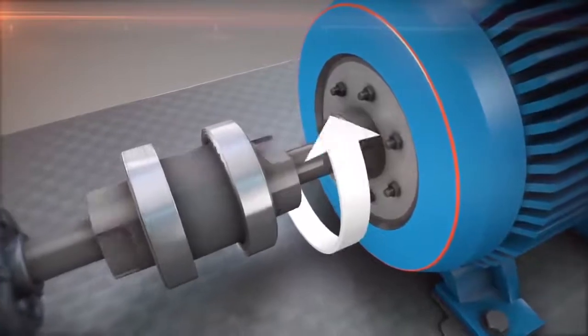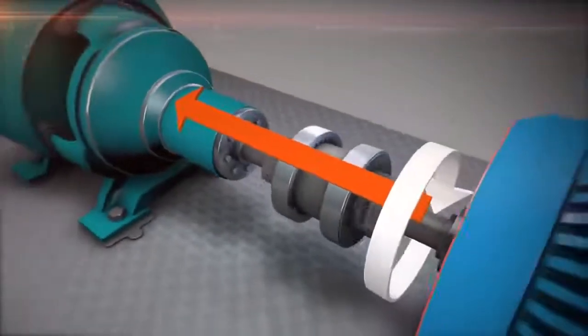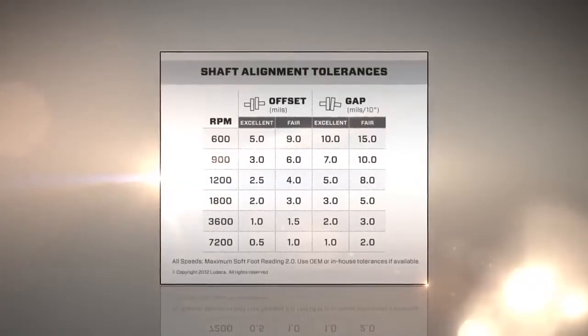Very common rotating machines in industry are pump and motor sets. When a motor runs, the shaft rotates and transmits power through the coupling to the pump.